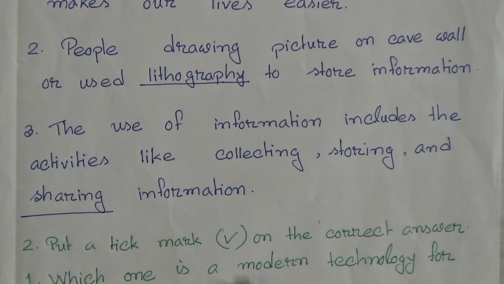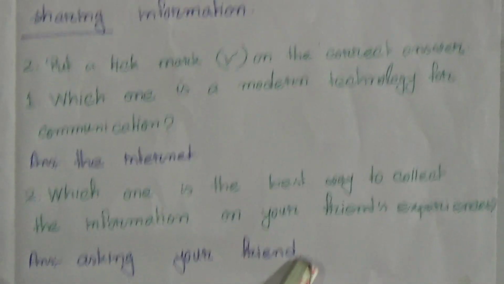Number 2, put a tick mark on the correct answer. Number 1, which one is the modern technology for communication? Answer: the internet. Number 2, which one is the best way to collect the information on your friends' experiences? Answer: asking your friend.